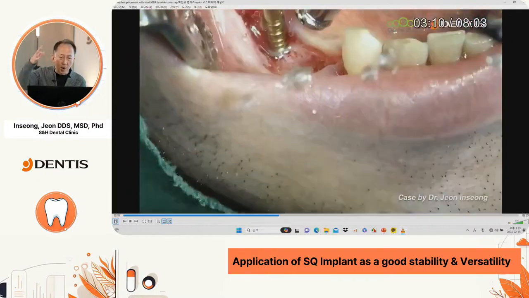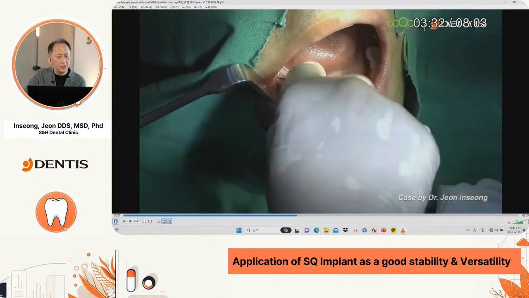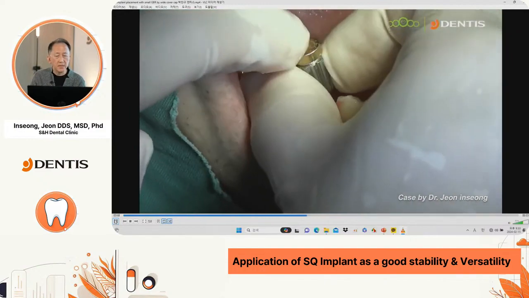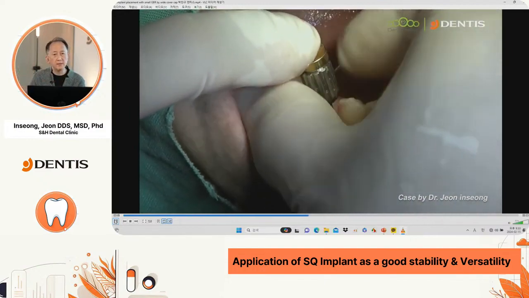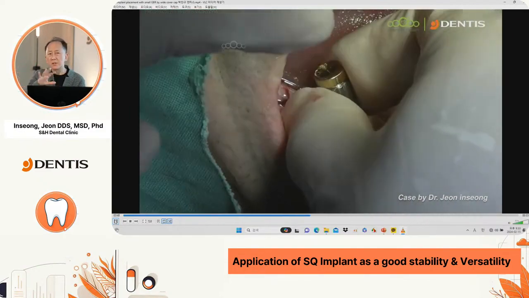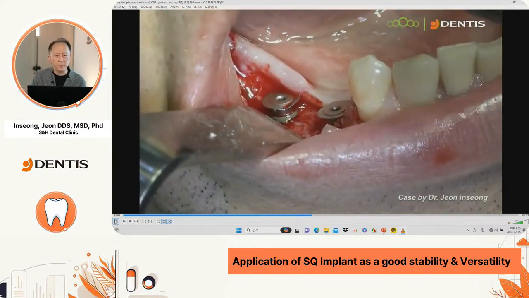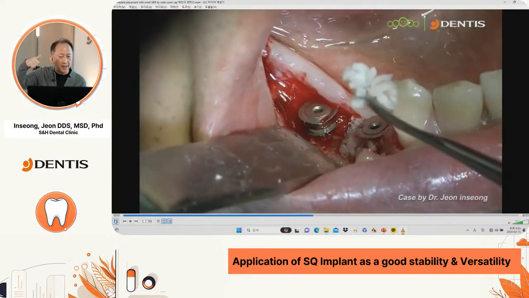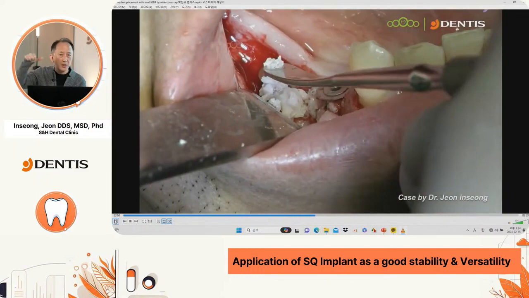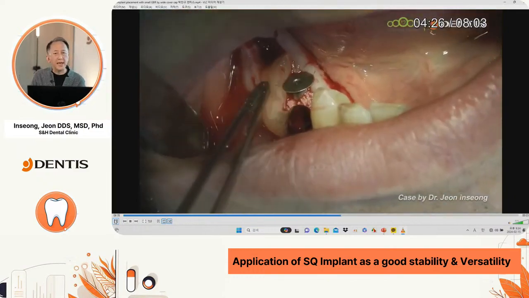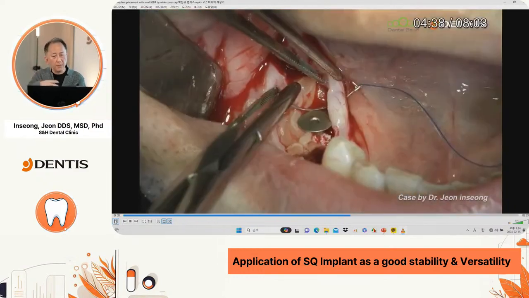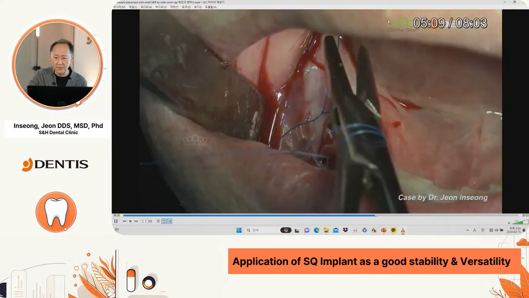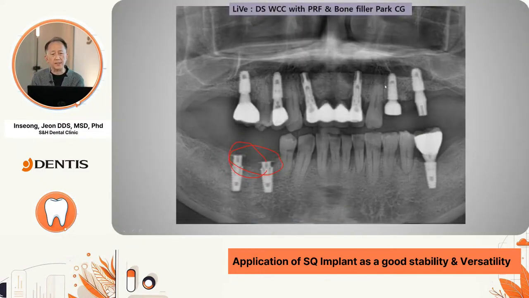And then the buccal wall has very small thread exposure. At this time, no more use of membrane, no more use of another specified membrane. Just this is the saber-wide cap. And with the saber-wide cap, you can pack the xenograft, and then no membrane, just the covering here. This is the very simple GBR method here. I place two SQ implants. This is the saber-wide cap without any membrane.